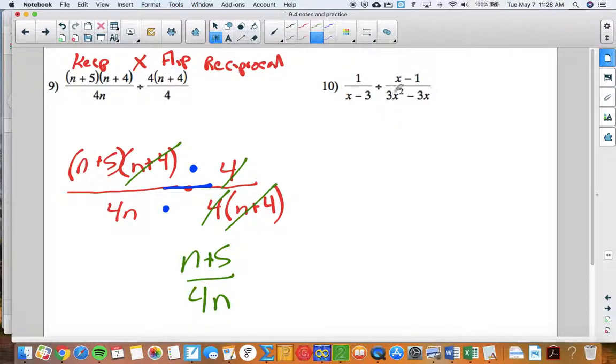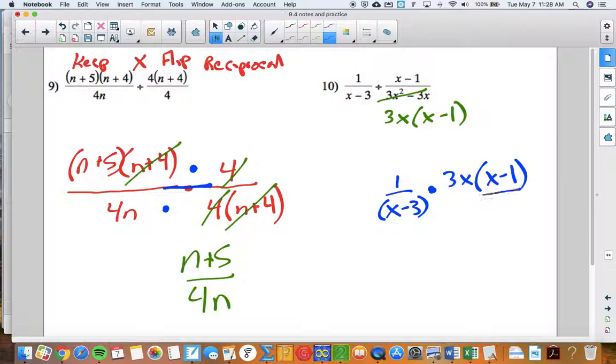Next one. You know what? Maybe before I flip it, maybe I'll take out a 3x from the bottom. So now I keep the first fraction as it is. So I'm going to have 1 over x minus 3. I'm going to put that in parentheses since I'm going to be multiplying that, changing the division to multiplication, and flip the bottom to the top and the top to the bottom. So on the top, we're now going to have 3x times x minus 1. And on the bottom, we're going to have the x minus 1.